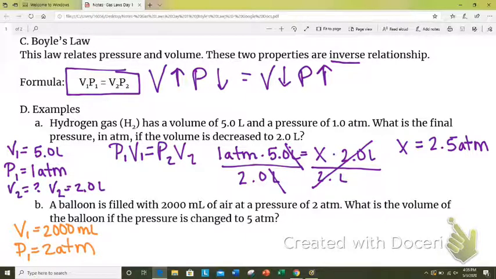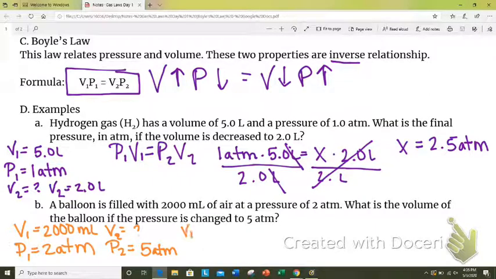It says, what is the volume of the balloon if the pressure is changed to 5 atmospheres? So what we are altering in this condition is the pressure. And we want to know, because of that pressure change, what will the new volume be? So let me actually rework this. My P2 is the 5 ATM. If you look, our pressure is going up. So if you want to make a prediction, what should happen to our volume? Well, our volume should get smaller because pressure increased.